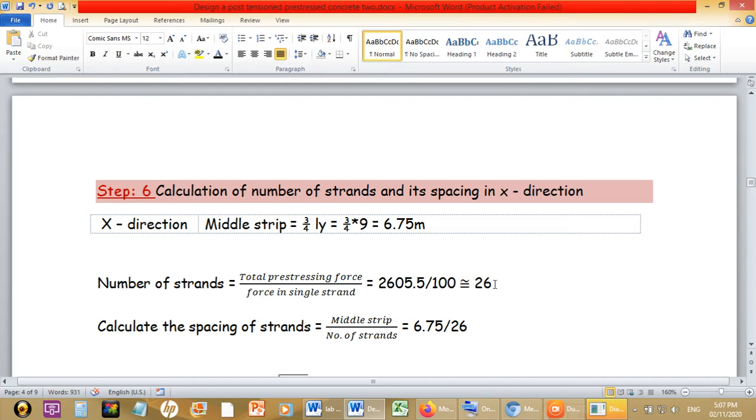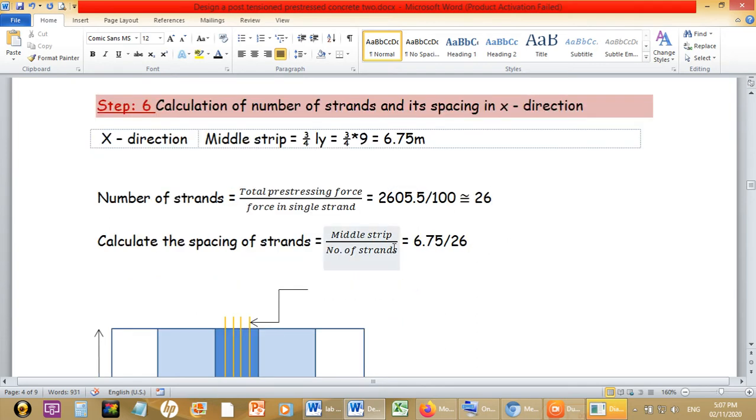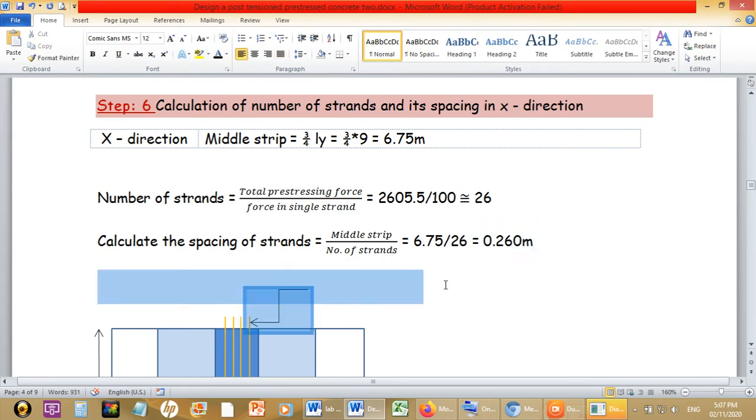And where are we going to provide these 26 strands? In the middle strip of x. To get the spacing of the strands, we use the formula: total middle strip length divided by number of strands. The total middle strip length is 6.75 divided by 26, and that gives us the answer 0.260 meter. So this is the spacing of the strands.